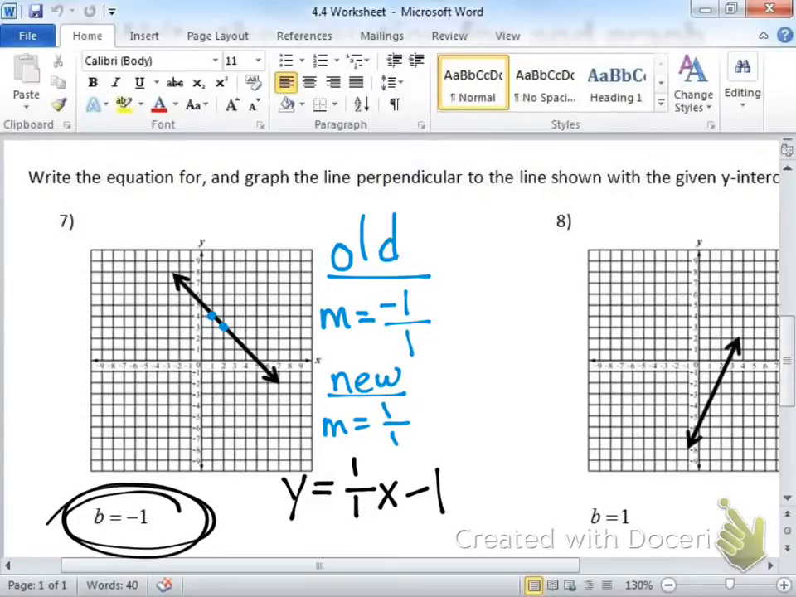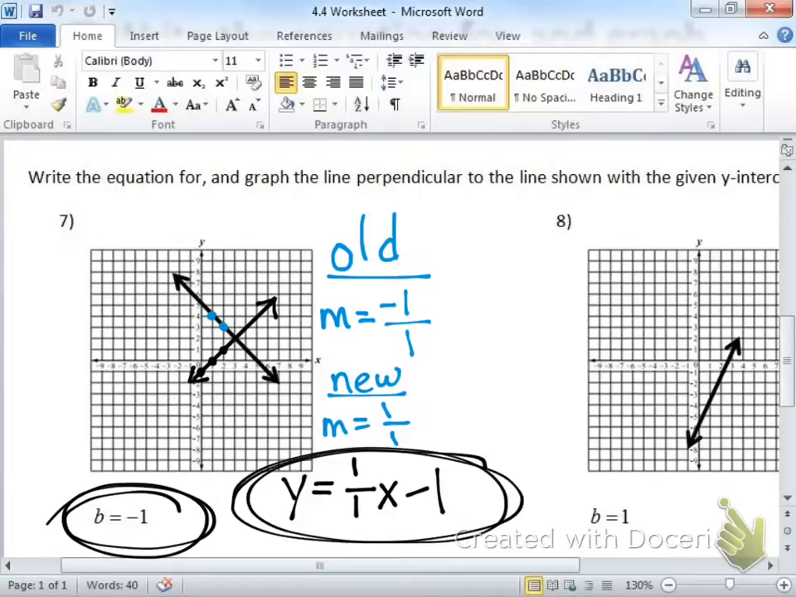Very good. Now, I have to actually graph this. The b tells me where to start, so I'm going to start at negative 1. My slope is 1 over 1, so from there I need to rise 1 and run 1, rise 1 and run 1. Once you have 3 points, you can get your ID or the side of your notebook or something super straight and connect those 2 points with a straight line. And then just pause and make sure that you are convinced that these lines are perpendicular. Make sure you have the graph and the equation for 7 and 8 on your homework. Raise your hand if you have any questions.